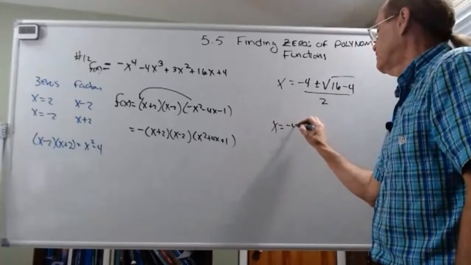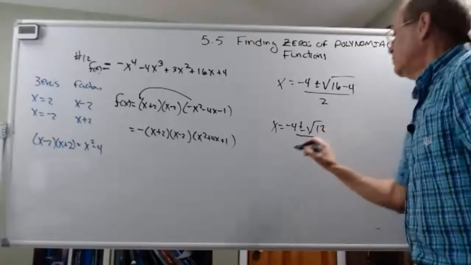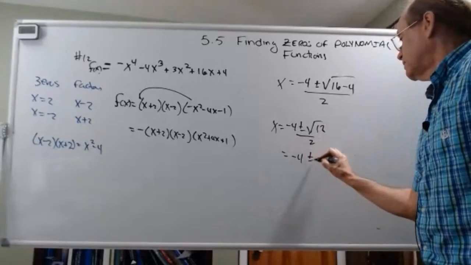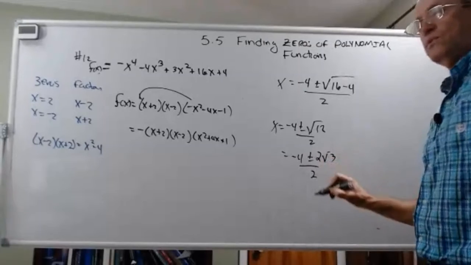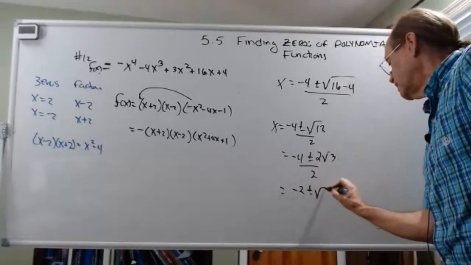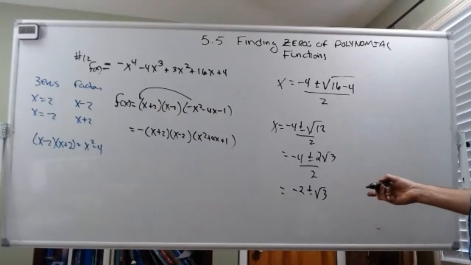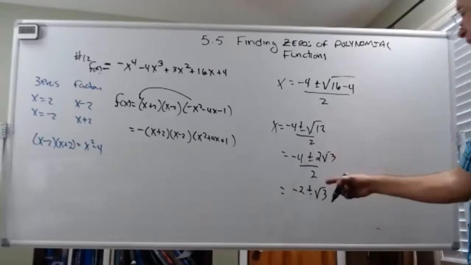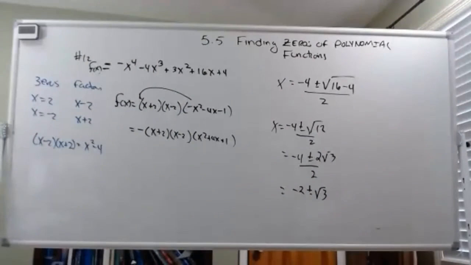So x is equal to negative 4 plus or minus the square root of 12 over 2, which is equal to negative 4 plus or minus, that comes out as 2 square roots of 3 over 2, which is equal to a negative 2 plus or minus the square root of 3. And those are my other real zeros. I'll just do that, and then that should agree with what I had up on my board there in Blackboard. Let's put it in Desmos. Let's see what we have over here.